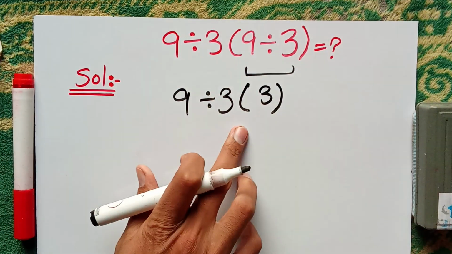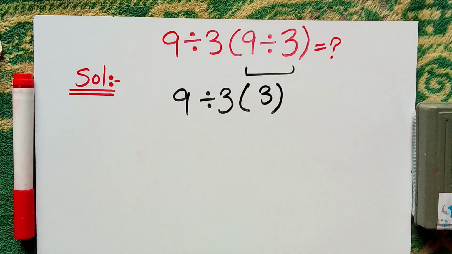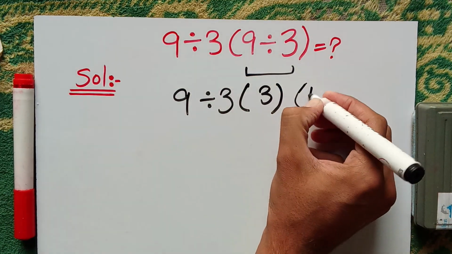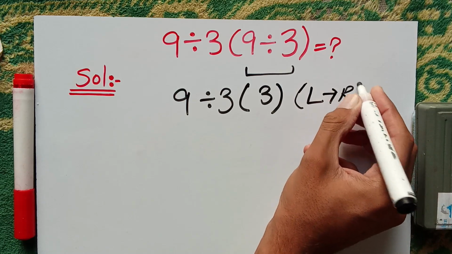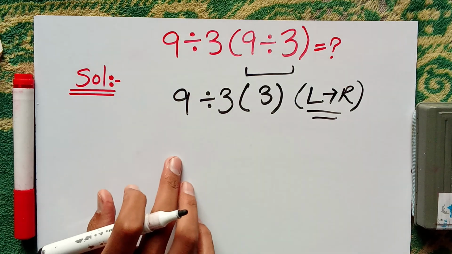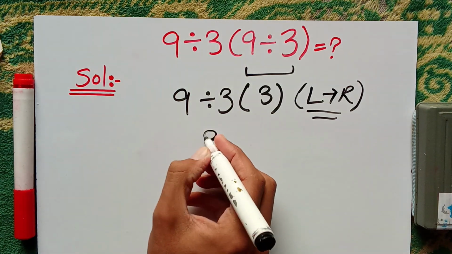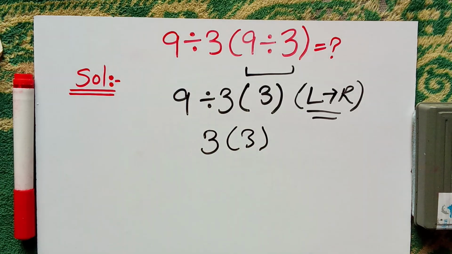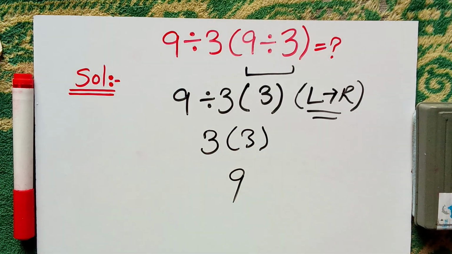Now here we have one multiplication and one division. According to the PEMDAS rule, multiplication and division have equal priority and we solve them from left to right. So firstly we solve the division: 9 ÷ 3 equals 3, and then we multiply by 3. 3 times 3 equals 9. This is the final answer of this question.